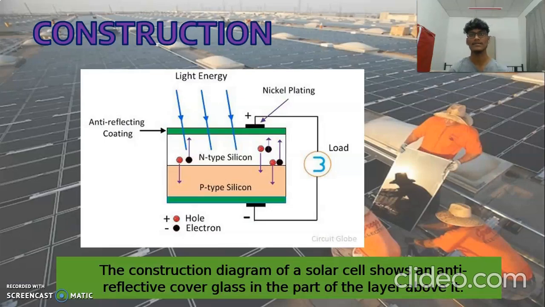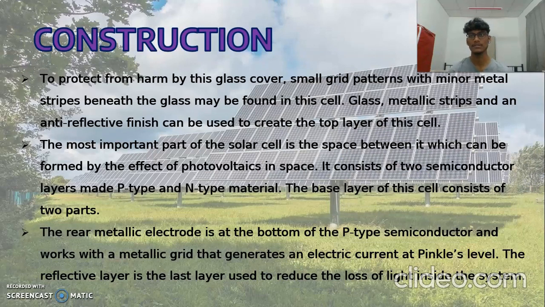So next is construction. This is how the solar power construction will be like. The construction diagram of a solar cell shows an anti-reflective cover glass in the layer above it. Here we use N-type silicon, P-type silicon, anti-reflecting coating, light energy, nickel plating, and rod. The construction is to protect from harm by this glass cover.